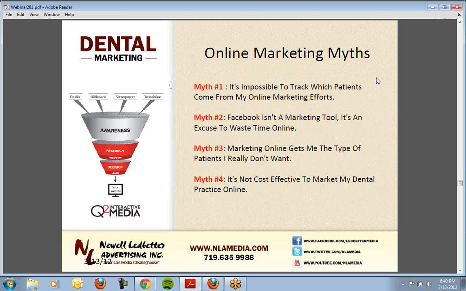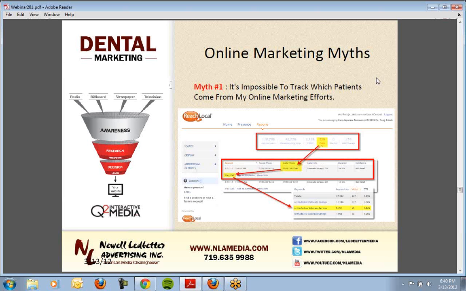So as far as online marketing myths, let's talk about a couple of the most common. One I hear a lot is, it's impossible to track which patients come from my online marketing efforts. Well, that statement still can be true, depending on who you're using for your online marketing. A lot of folks still base their marketing models for online on the number of visits, number of hits, and really that's it. One of the things people need to realize is visibility online has increased.